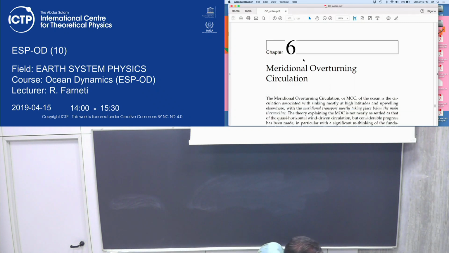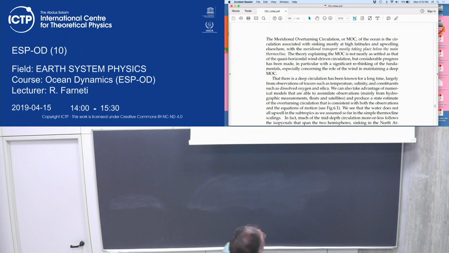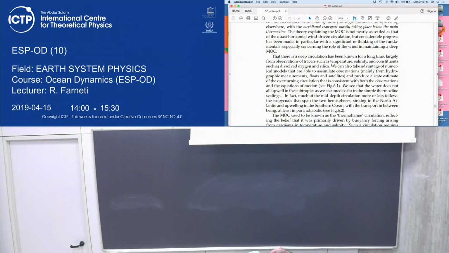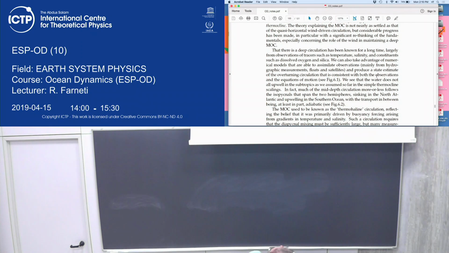So now we're going to develop a very, very simple model of that meridional overturning circulation, which happens mostly below the main thermocline, obviously. Okay. So we know there's a deep circulation since a long time because of measurements. And we also use, of course, numerical models to try to understand this meridional overturning circulation, and we can put observations into these numerical models to try to make them reproduce more accurately what the observations are.